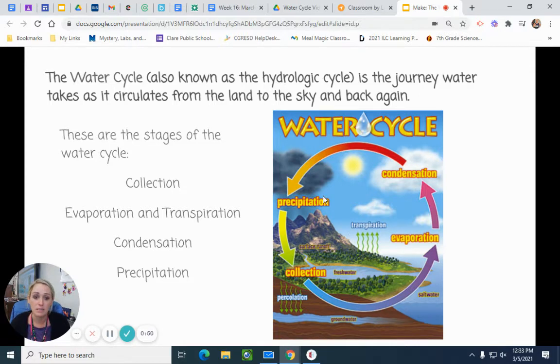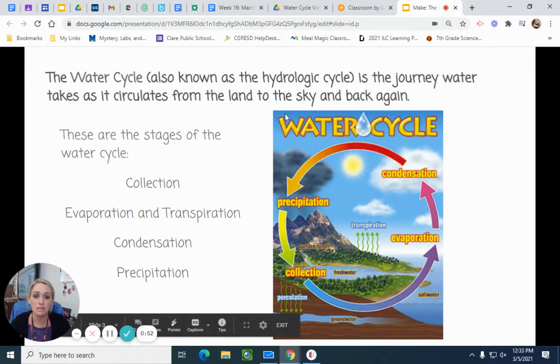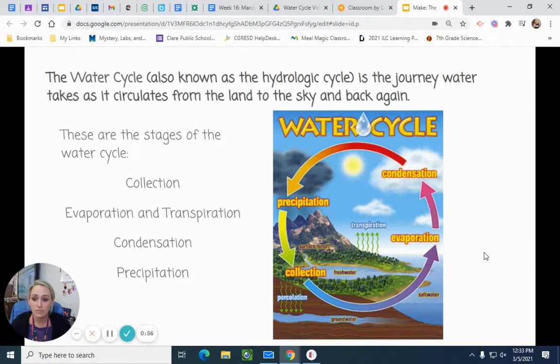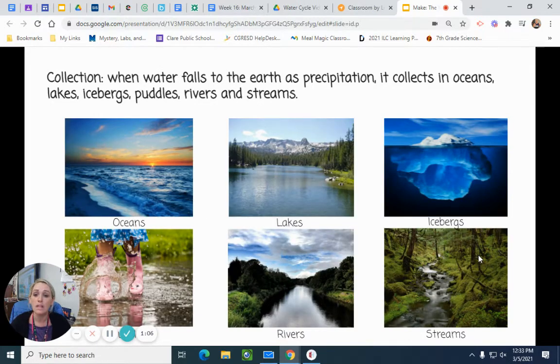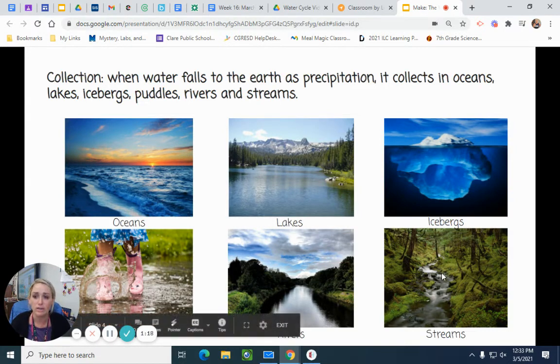You can see in this cycle, or on this diagram right here, and we've labeled the diagram similarly, we have a lot of different things happening, a lot of water in different phases doing different things with our two driving forces, the sun and gravity. So collection, as it sounds, is when water collects. When water falls to the earth as precipitation, it collects in oceans, lakes, icebergs, puddles, rivers, and streams. So we're talking about natural collection here.